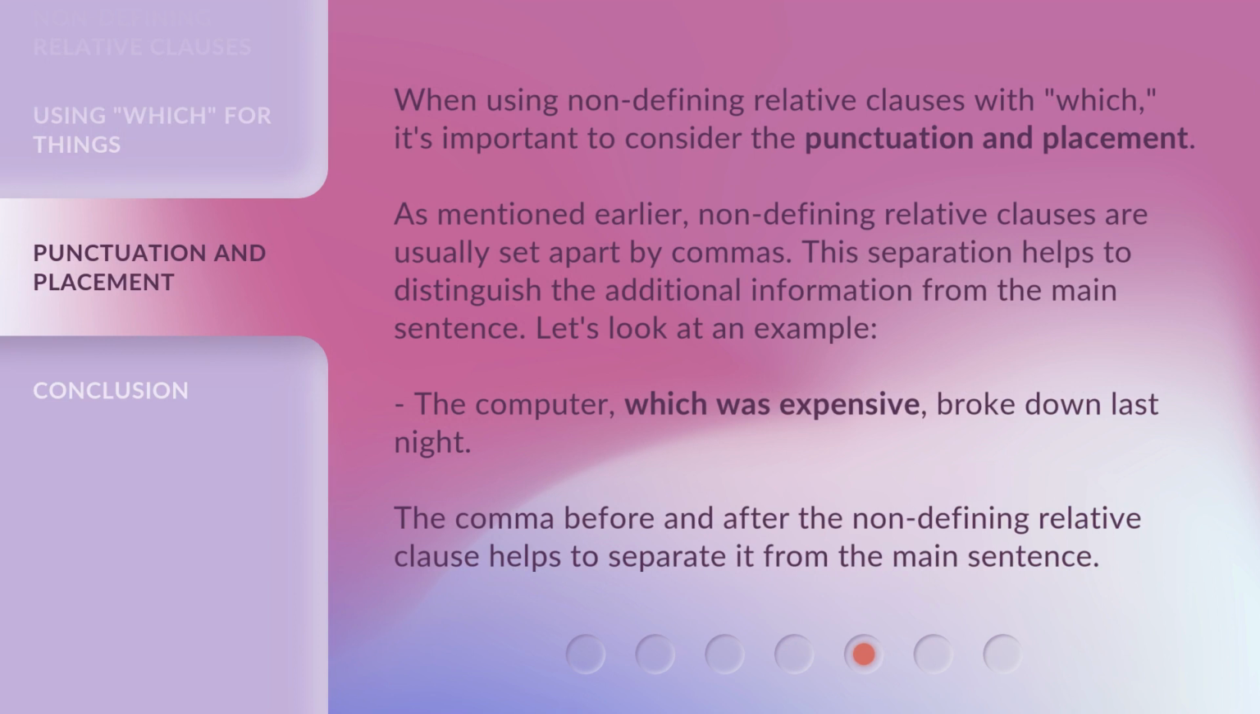When using non-defining relative clauses with which, it's important to consider the punctuation and placement. As mentioned earlier, non-defining relative clauses are usually set apart by commas. This separation helps to distinguish the additional information from the main sentence. Let's look at an example. The computer, which was expensive, broke down last night. The comma before and after the non-defining relative clause helps to separate it from the main sentence.